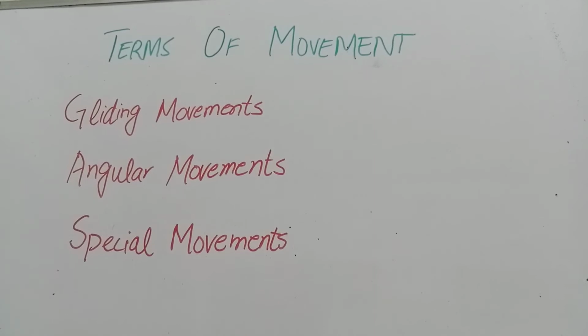Now we will discuss the terms of the body movements. There are three main divisions of the body movements: the gliding movements, the angular movements, and the special movements. All the movements that take place at joints may occur in any plane but are usually described in the sagittal and the coronal plane.